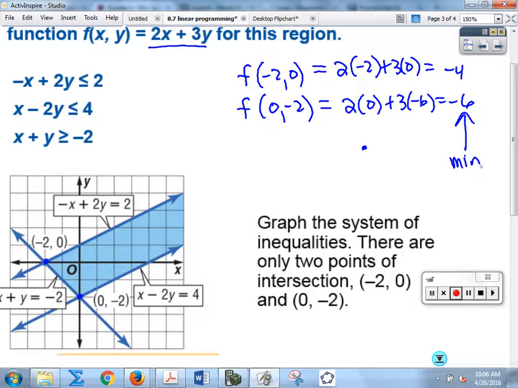So you could plug in something that's over here, and you could get a really big number, and I could plug in something farther, and I get an even bigger number. So this one happens to have no maximum. But the minimum did occur at this point, and it was this. Okay?